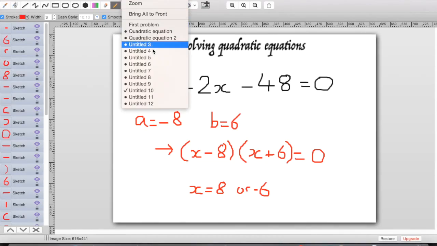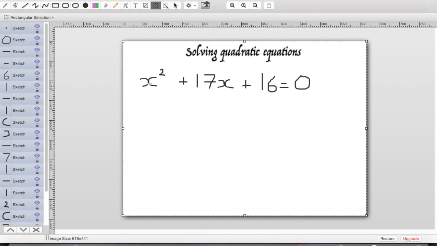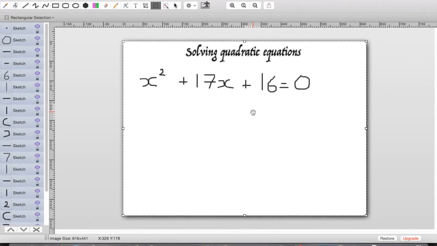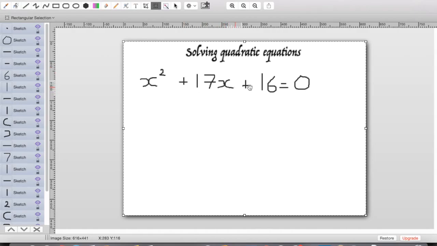Right, so finally I'll show you an example where this could really save you some time, rather than using the quadratic equation or completing the square if you've come across that method. Say you were given this. If you were using the quadratic equation, you'd end up with a 17 squared, a 4 times 16, a square root of all of that, and very easy to make mistakes.